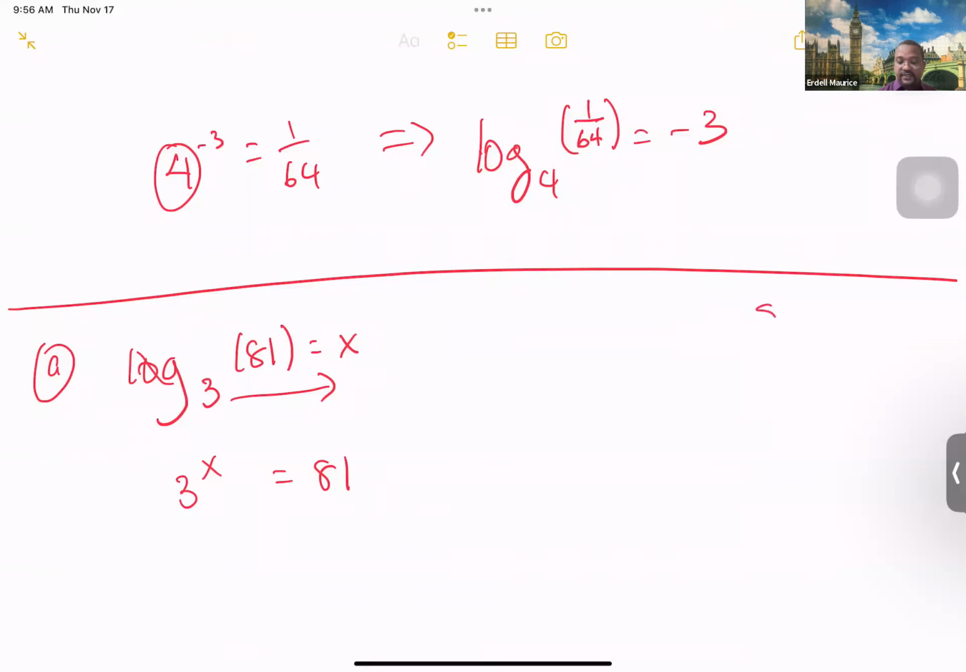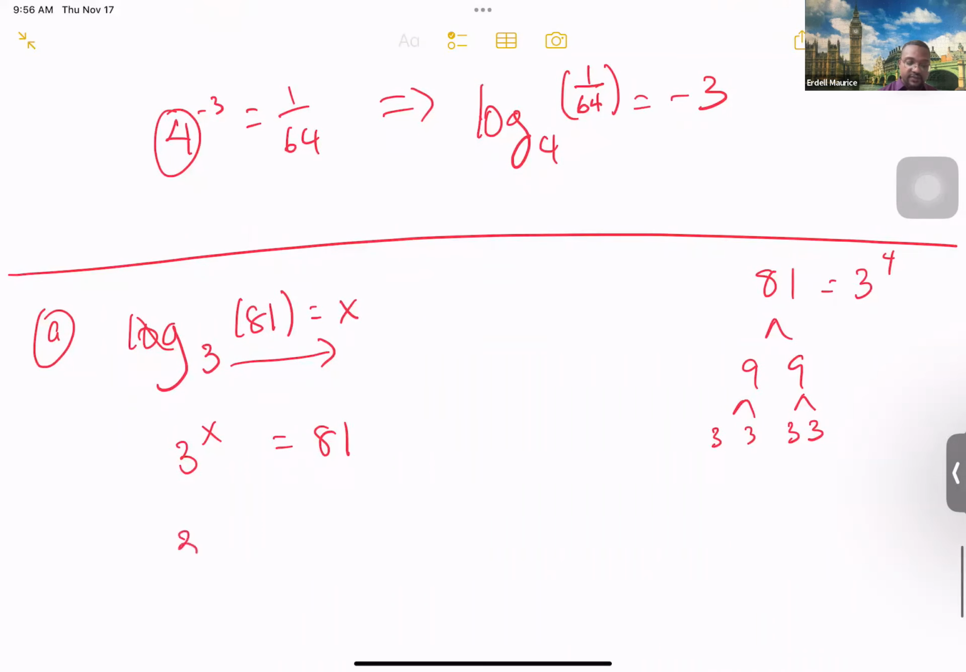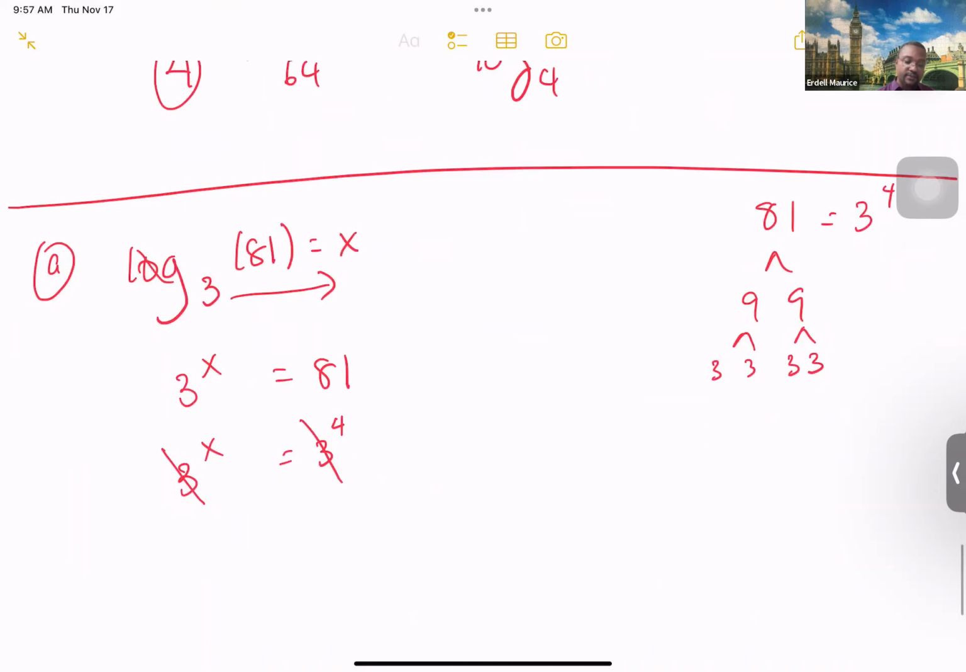You make the bases the same. So 81 is 9 times 9. So 81 is 3 to the 4th power. And so it's going to be 3 to the x is equal to 3 to the 4th power. Again, making the bases the same. And then you simply cancel the similar bases. And therefore, x is equal to 4. Questions there?